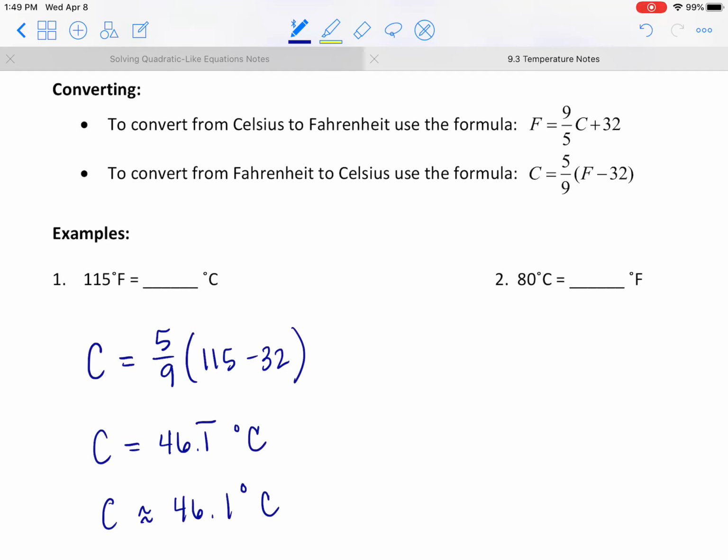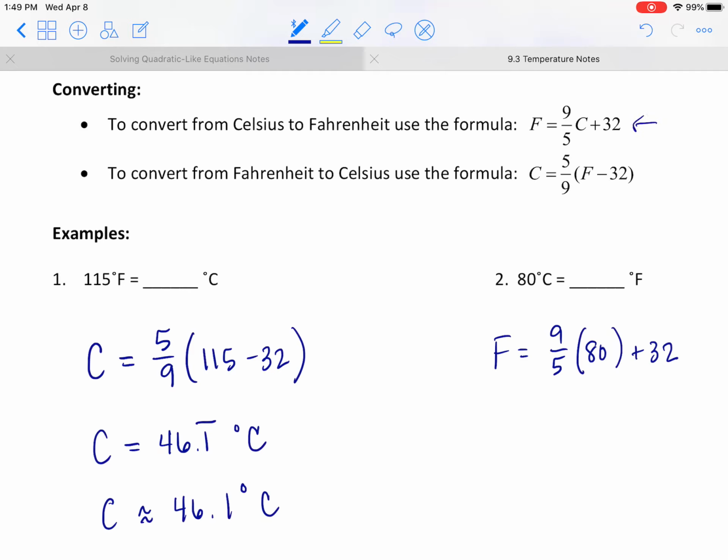Okay? So 115 degrees Fahrenheit is equivalent to approximately 46.1 degrees Celsius. And next one, we're looking at 80 degrees Celsius. We want to know approximately how much that is in Fahrenheit. So we're trying to find a Fahrenheit temperature. That means we're going to use the Fahrenheit equals formula.